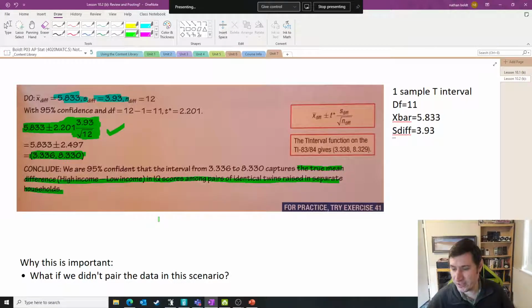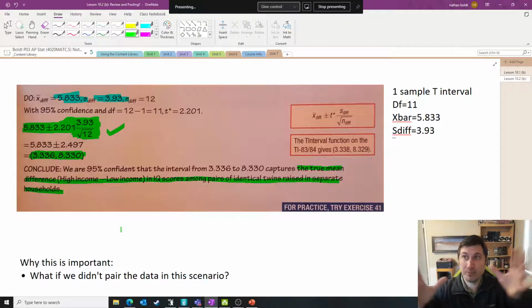I did want to share here, I got 5 minutes left. What if we didn't pair the data in this scenario? All right, what good does this do us? If you might remember from way back in the day when we did a matched pairs experiment, the matched pairs reduces variability oftentimes, right? It makes your results more accurate.